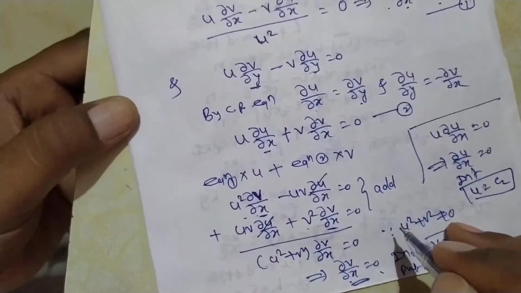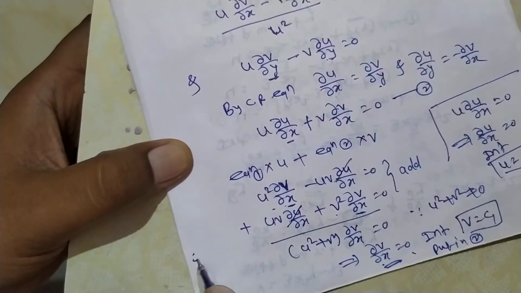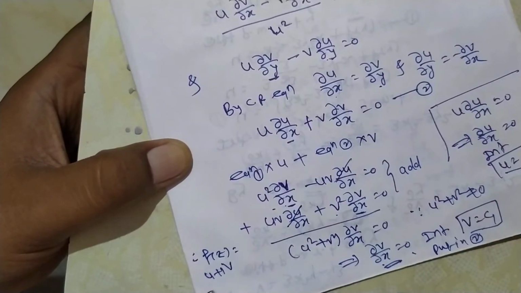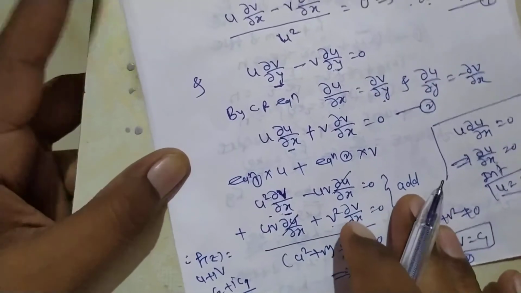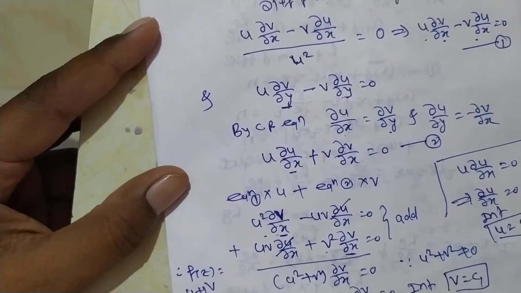We have to show that f of z is constant. What is f of z? f of z is equal to u plus iv. This is our given function, and value of u is c2 plus i into v is c1. So f of z is constant. This shows that an analytic function with constant modulus is constant.